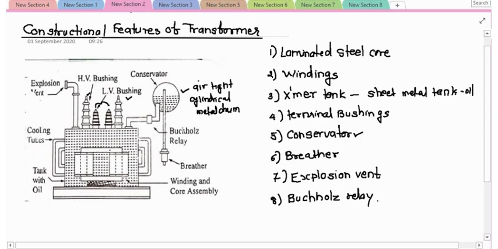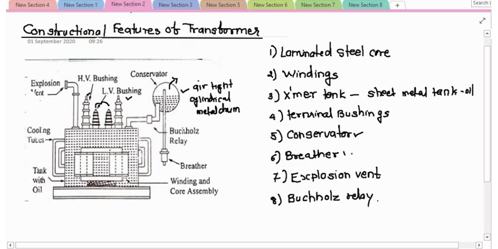Supported on the transformer tank. This drum is connected by a pipe to the transformer tank and is always partly filled with oil. So whatever expansion and contraction of oil takes place will take place in the conservator only. The expansion and contraction of the oil in the main tank with changes in temperature is now taken up by the conservator tank. With this arrangement, since the main tank always remains full of oil, the surface of the oil is not directly exposed to the air.